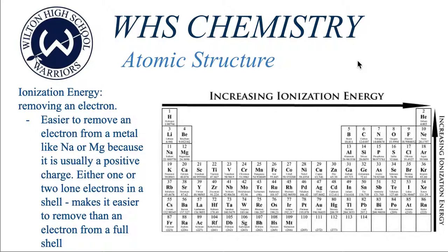But in this case we are just referring to the first ionization energy. It's much easier to remove an electron from a metal like sodium, because sodium commonly has a +1 charge. But it would be really hard to remove an electron from fluorine because it wants to have a -1 charge, and by removing an electron, you're making it more positive. So it's a lot harder to remove an electron from an element on this side of the periodic table versus this side, because the metals tend to have that positive charge. So either one or two lone electrons in a shell makes it easier to remove an electron than from a full shell.